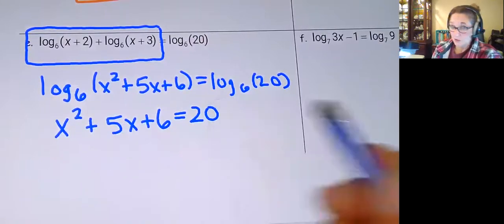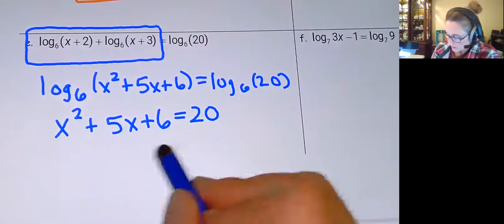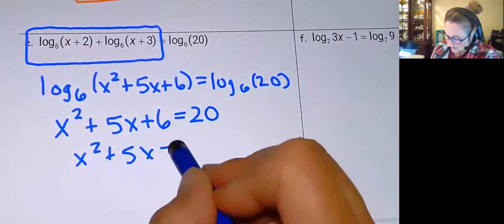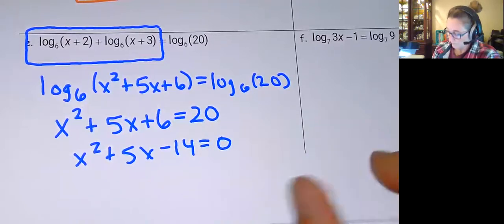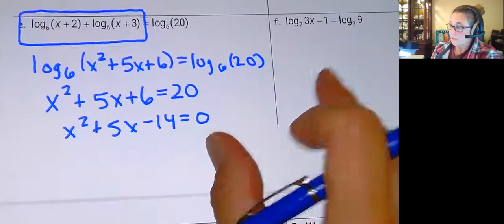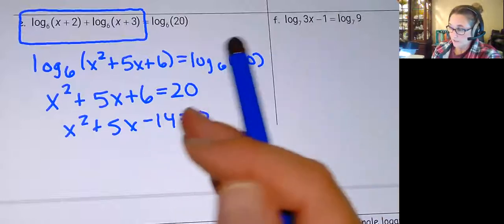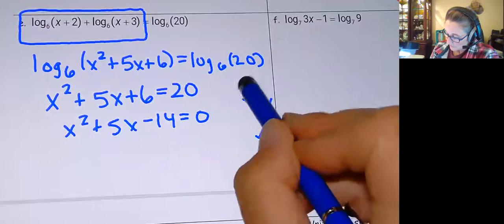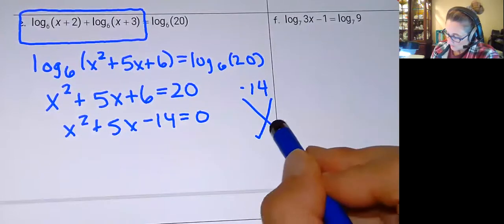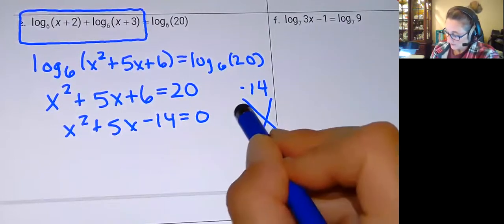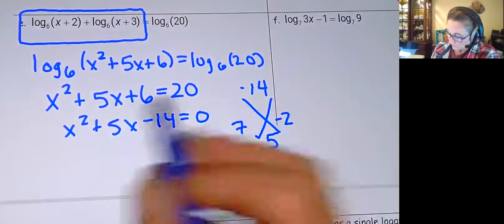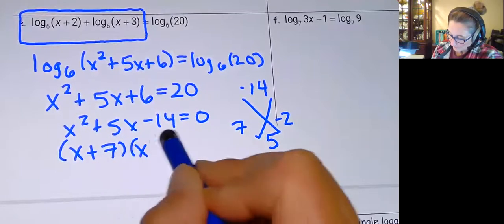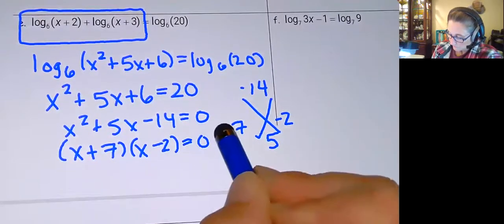Okay, so now I'm going to solve a quadratic. So I'm going to get x squared plus 5x, I'm going to subtract 20, I get a negative 14 is equal to 0. I am going to factor this. And so again, if I'm thinking of this as a diamond, what multiplies to negative 14 and adds to 5? That's going to be a 7 and a negative 2. So this is going to be x plus 7 and x minus 2 equals 0.